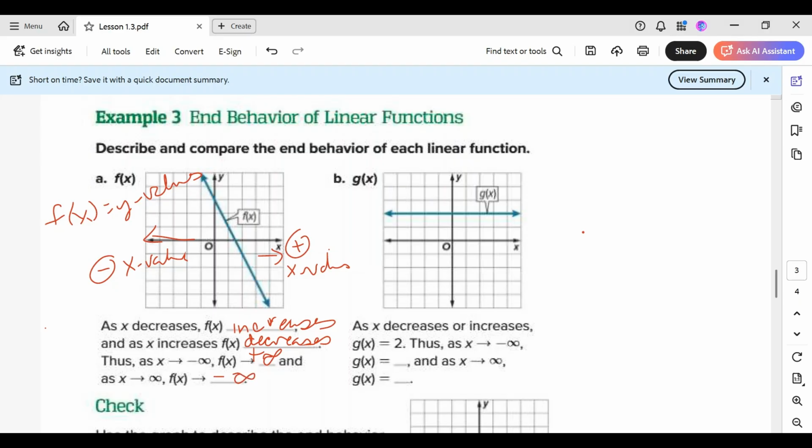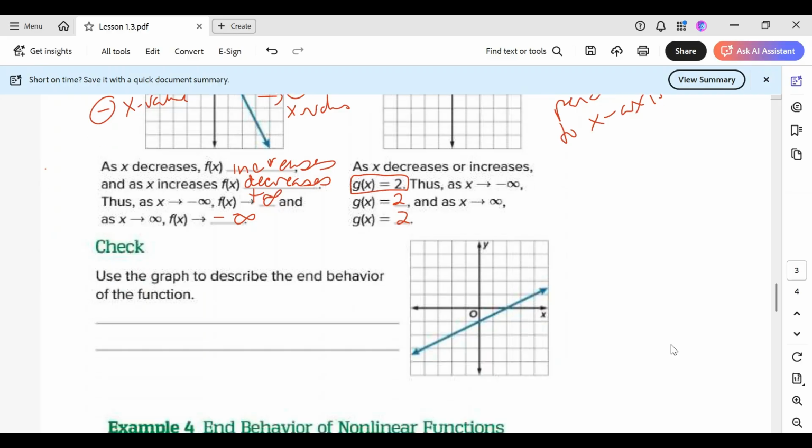When we look at the g of x equation, again, left and right, it says as x decreases or increases, the g of x, that means the y value, stayed at 2. So as x goes to negative infinity, g of x is 2. As x goes to positive infinity, g of x is also 2. The line runs parallel to the x-axis. So there is no movement or change. It stays as is.